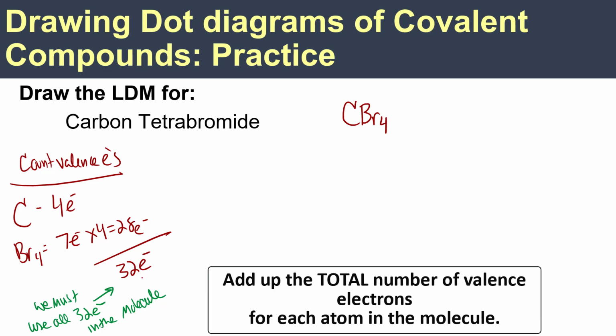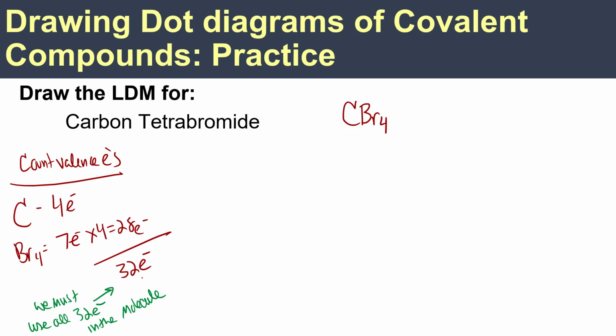Now, one of the cool things about covalent bonding is you have to use all of those electrons to create your Lewis dot model. You cannot use more and you cannot use less. 32 is the number of electrons that will be present in your dot model, or it is incorrectly drawn. So now we move to step 2.